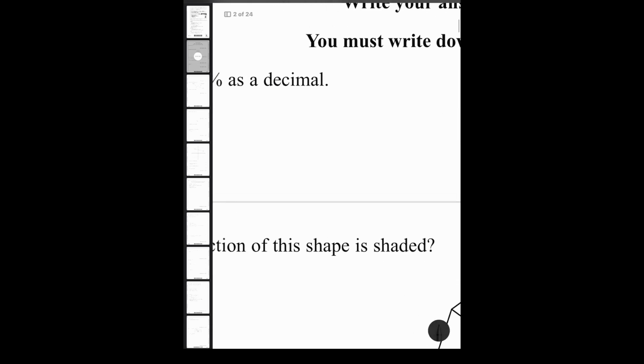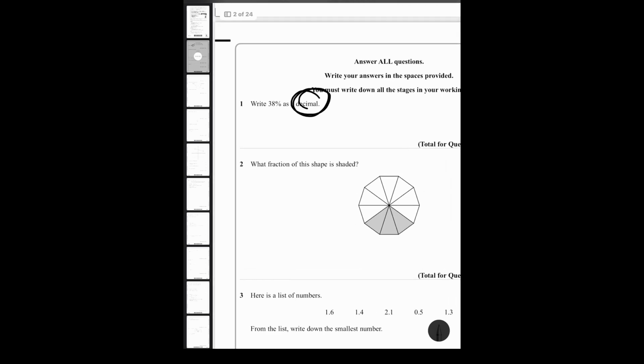Write 38% as a decimal. I've actually fallen into this trap twice, to write this into a fraction. So just remember, decimal. Maybe this is only me, but you never know. When you get nervous, things in exams, anything can happen.